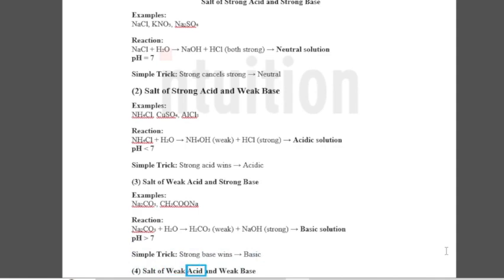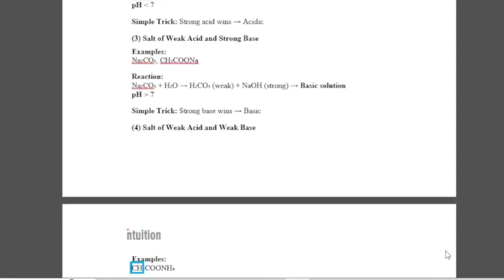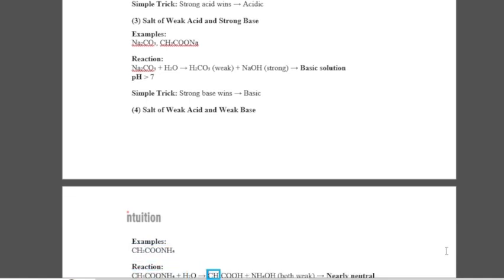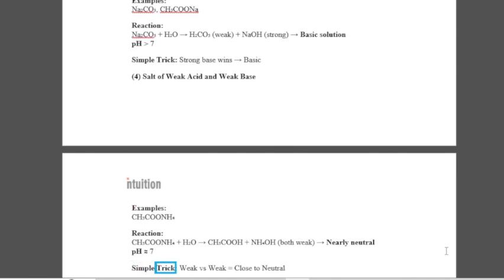Four. Salt of a weak acid and a weak base. Example: CH3COONH4. Reaction: CH3COONH4 plus H2O gives CH3COOH plus NH4OH, both weak. The solution is nearly neutral, pH about 7. Simple trick: weak versus weak is close to neutral.